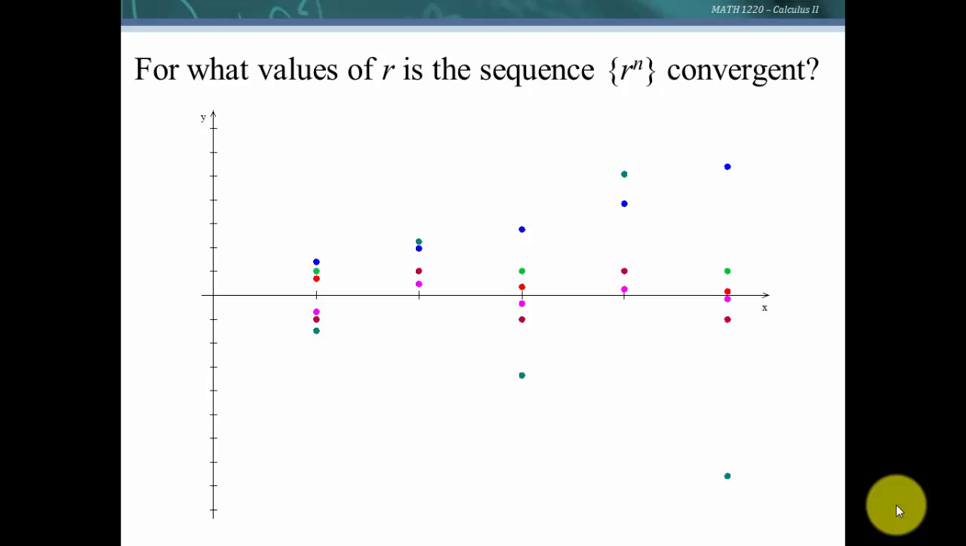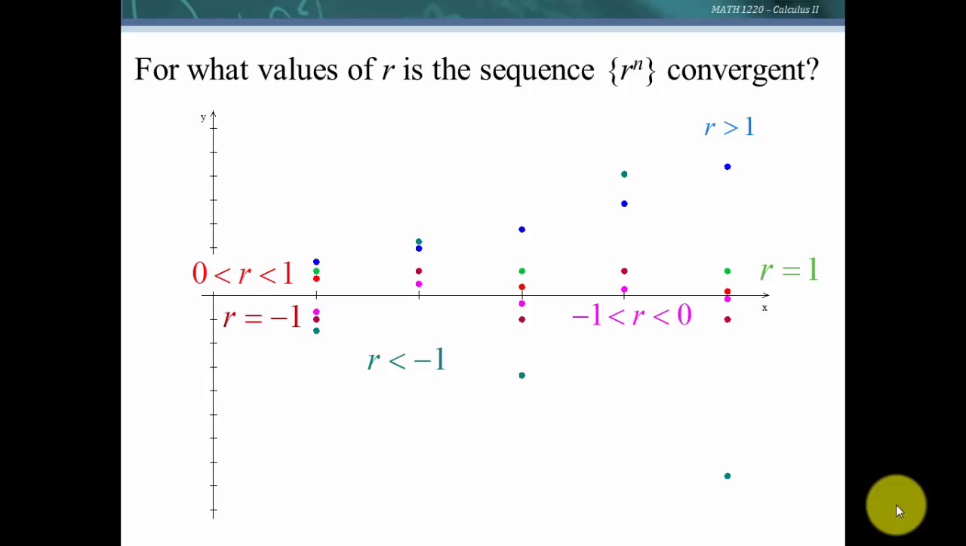Okay, let's put all of this together then. When we had an r greater than 1, it diverged. When we had r equaling 1, it converged to 1. When we had r between 0 and 1, it converged to 0. If we had r between -1 and 0, it also converged to 0. If we had r equaling -1, it diverged because it alternated between -1 and 1. And if we had r less than -1, it also diverged.